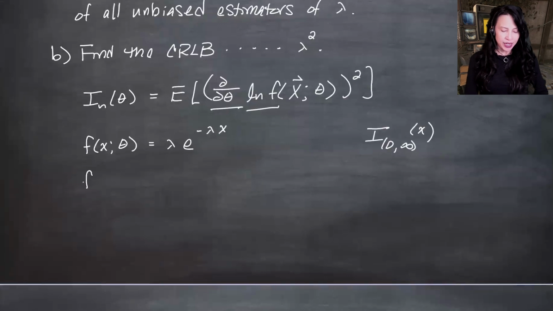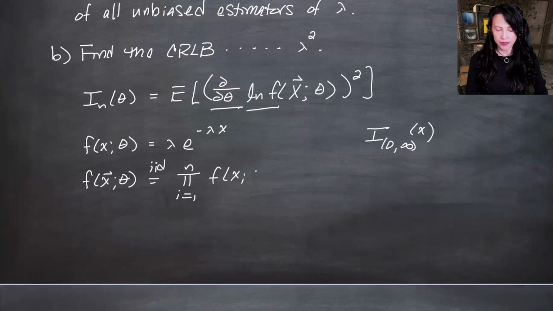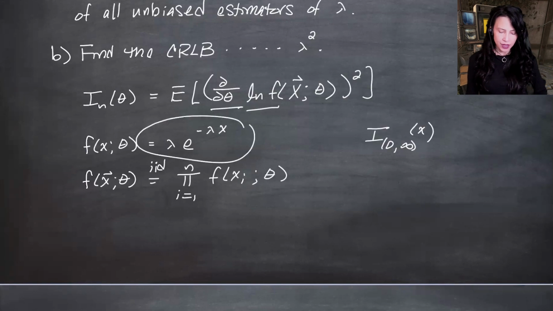We need a joint PDF. And because our random variables are IID, we'll get this by multiplying the individual PDFs. And they are right here. Sorry, I keep writing theta out of habit, but the parameter here is lambda. I guess it would be fine to leave a theta if we defined theta to be lambda.